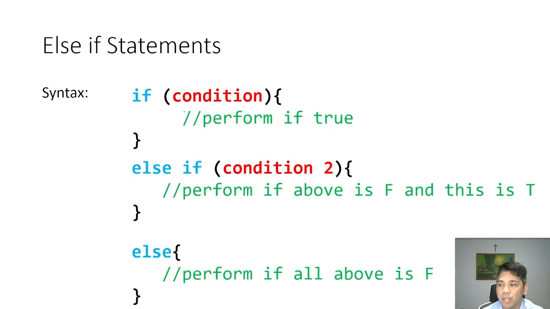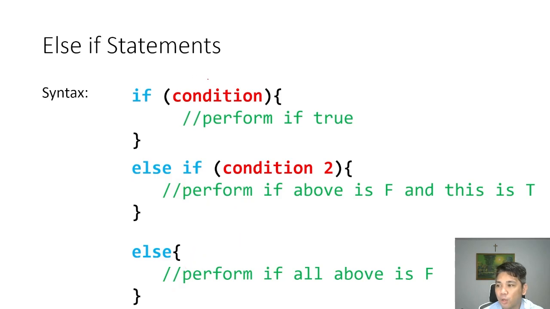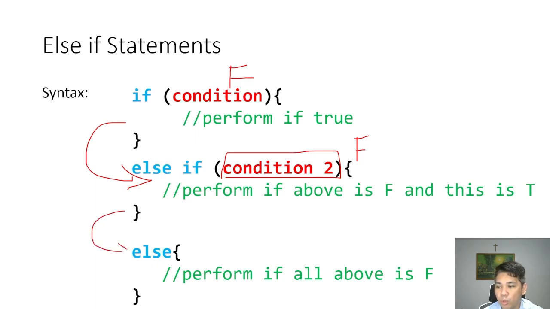So what happens here is, if your condition is true, perform it, the rest disregard. But if your condition, the first one, is false, it will check if the next else if is true or false. If this is true, perform the block, disregard the else. But if it returns false, the computer has no choice but to go to the else statement and perform it. So that's how an else if statement works.